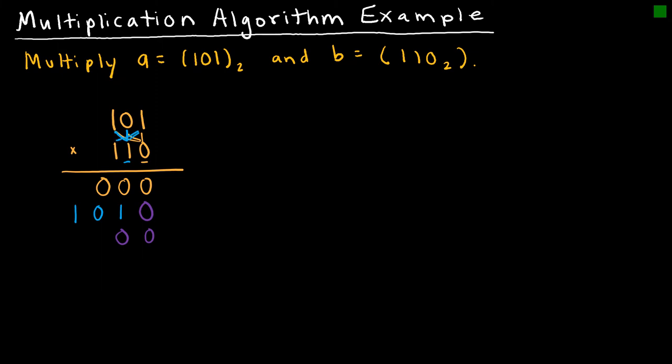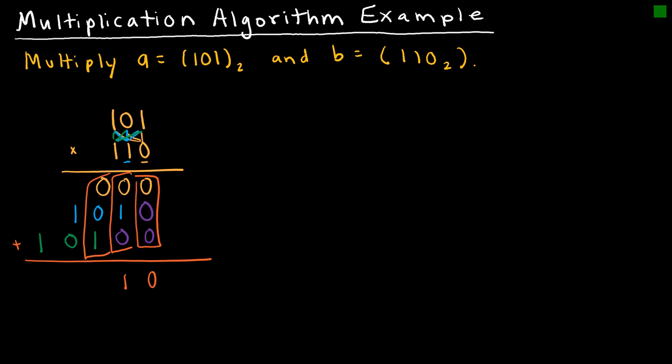Whoops, different color. Let me try that again. 1 times 1 is 1. 1 times 0 is 0. 1 times 1 is 1. And then we would just do our addition, which thankfully we've already learned how to do. And that would give me 0 plus 0 plus 0, which is 0. 0 plus 1 plus 0. 0 plus 0 plus 1. 1 plus 0, and 1. So my solution is 1, 1, 1, 1, 0, base 2.